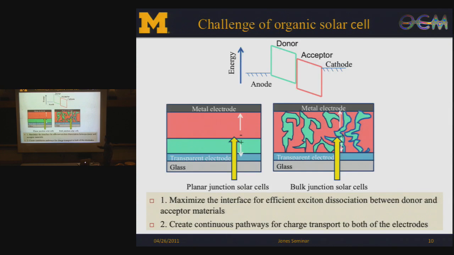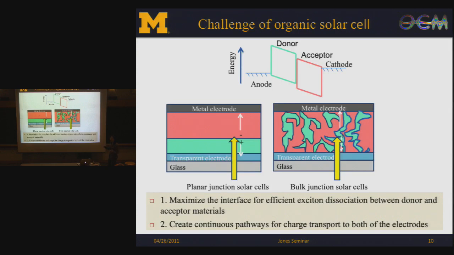For the planar, it creates a continuous interface here. But for the bulk junction, it creates a lot of interface throughout the layers. There's an advantage of this structure here because once electron-holes are generated in the donor and acceptor, they have very continuous transport paths to the electrodes. But this structure has one limitation. It has only one continuous interface. That limits the photocurrent.